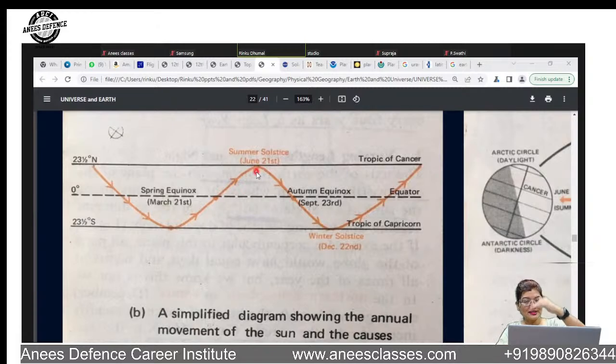Then the sun begins its downward motion to the equator once again, and the sun's rays start falling at 90 degrees at various latitudes as you move towards the equator.